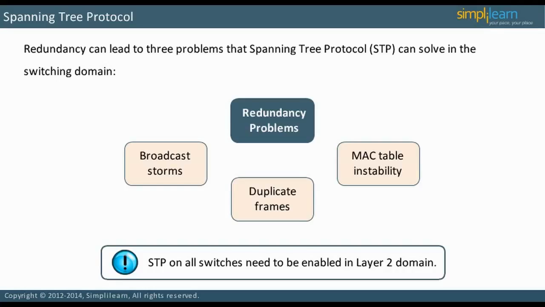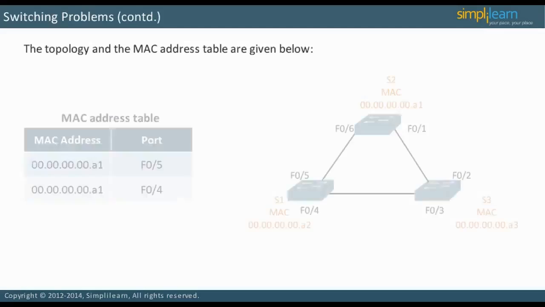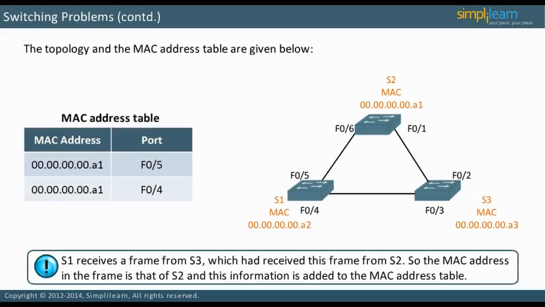Let us move on to the next topic, switching problems. The MAC address table is filled. S1 receives a frame from S3. S3 has received this frame from S2, so the MAC address in the frame is that of S2. This information is added to the MAC address table. The entry says that a frame with a destination address of MAC A1 should be sent to interface F04. However, the first entry tells the switch to send any frames with destination address MAC A1 out interface F05.